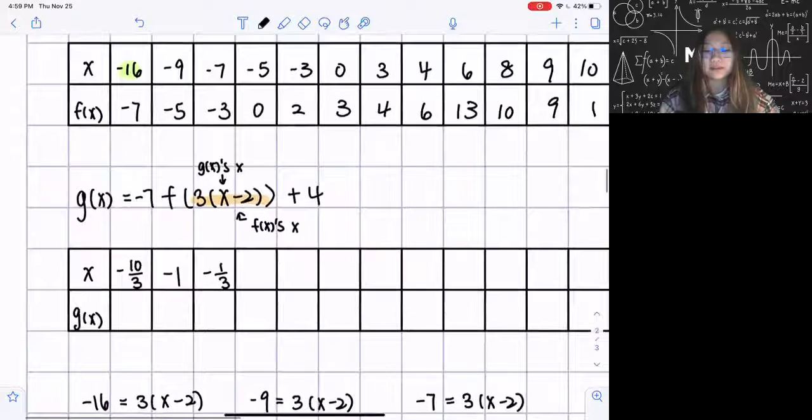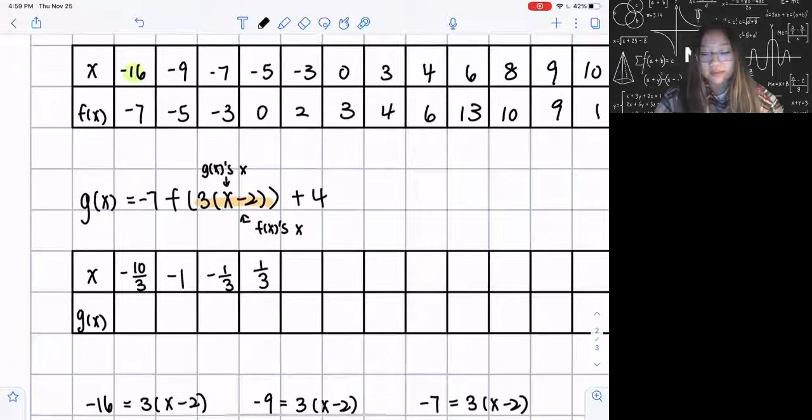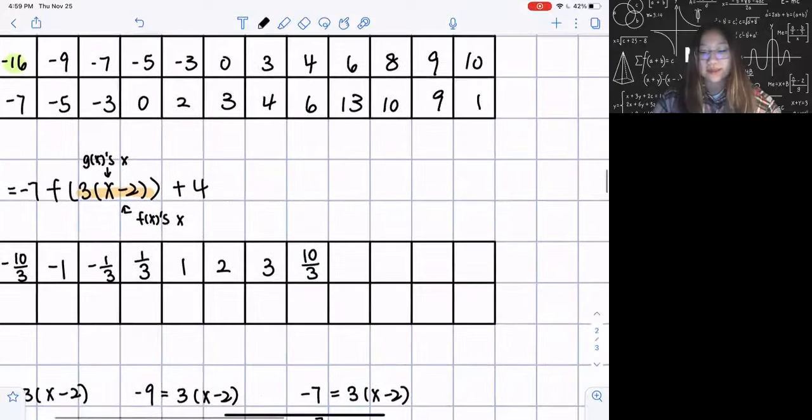Let's do the next one. -5 divided by 3 is -5 over 3. -5 over 3 plus 2 is 1/3. Technically, I just have -5 over 3 plus 6 over 3, which is 1/3. Next one is pretty simple. -3 divided by 3 is -1. -1 plus 2 is 1. 0 divided by 3 is 0. 0 plus 2 is 2. 3 divided by 3 is 1. 1 plus 2 is 3. 4 divided by 3 is 4/3. 4/3 plus 2 is 10/3. 6 divided by 3 is 2. 2 plus 2 is 4, right?